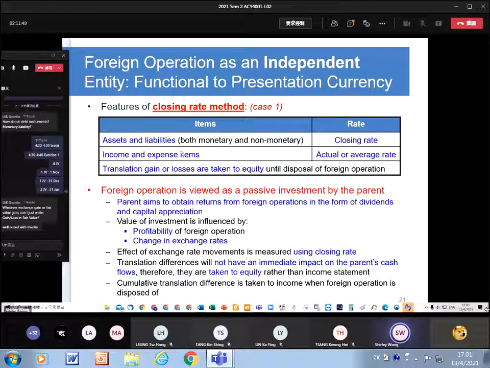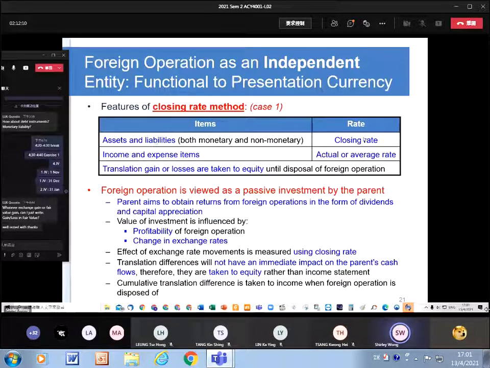When you translate income and expenses, just use the actual rate or the average rate. And then when you do the translation, there will arise a translation gain or loss. Under the closing rate method, all the translation gain or loss will be recorded under the equity. I will explain the reason behind it. Okay, so you just remember these 3 important things.